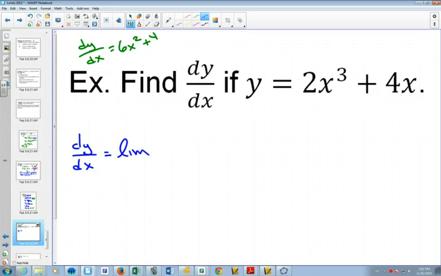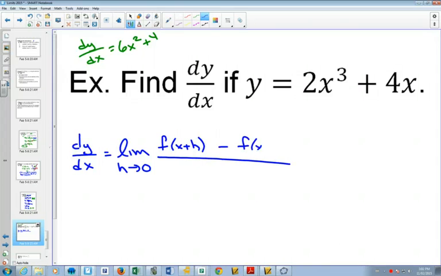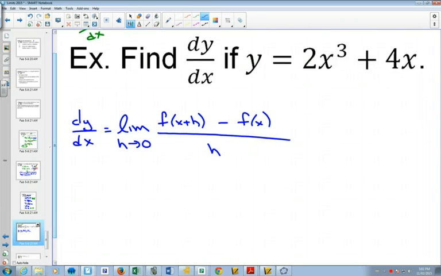Okay, write small. I always start out by writing the formula.